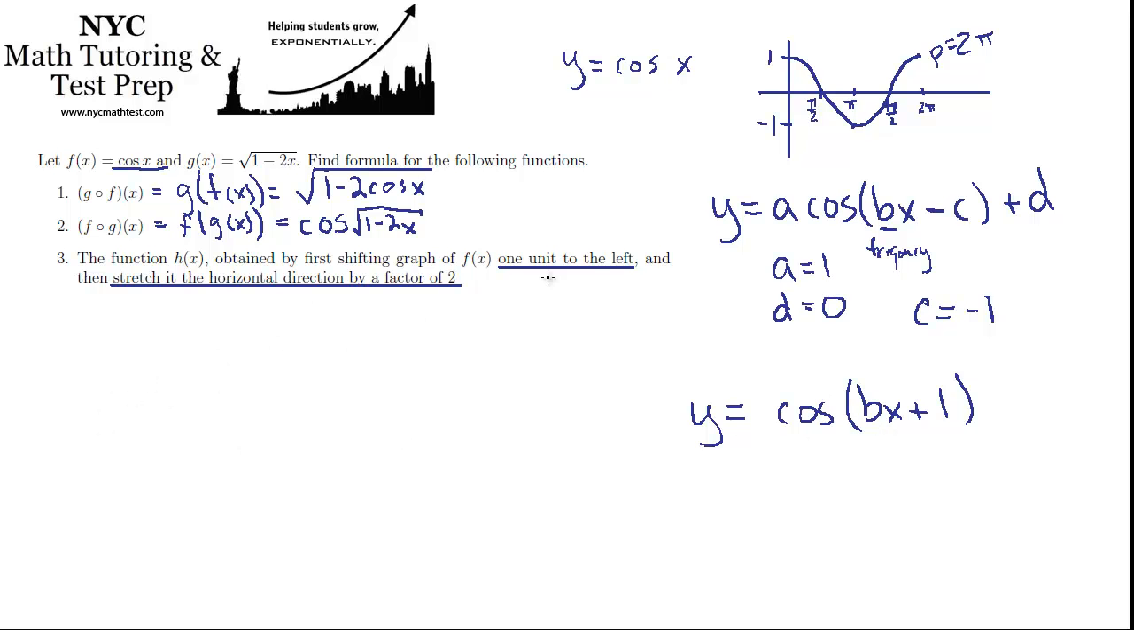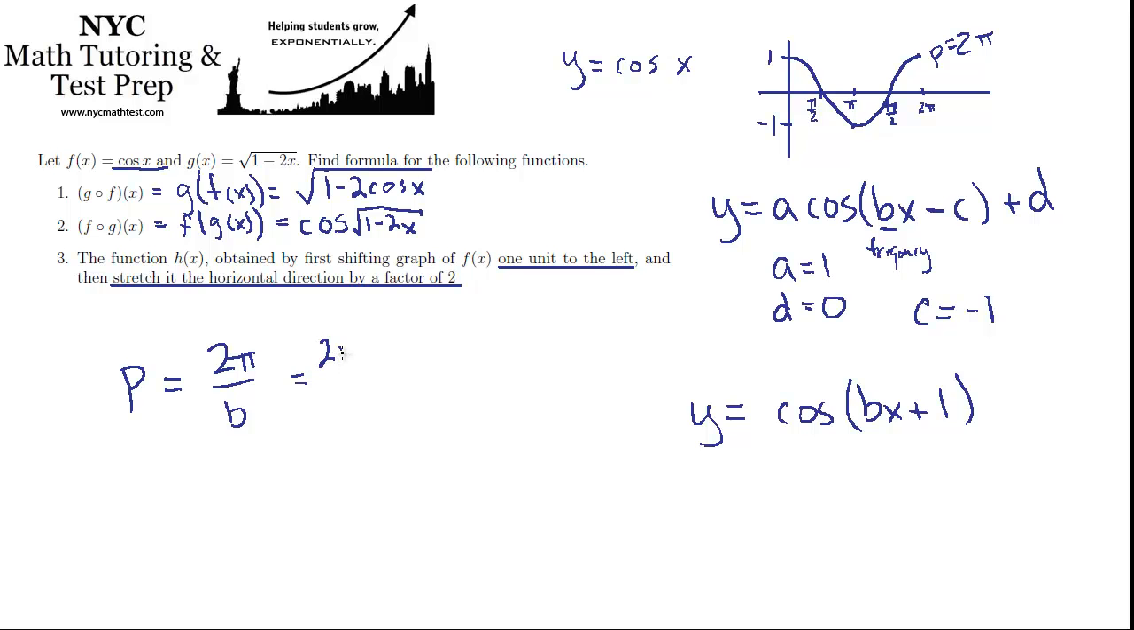Okay? And now we need to find out what the frequency is. Now what's the relationship between the period and the frequency? We said normally the period is 2 pi. So the period is given by this formula, 2 pi over b, 2 pi over the frequency. So if the period is normally 2 pi and we want to do a horizontal stretch by a factor of 2, we want the period to be twice as big. We want it to take twice as long to get through one cycle. So we actually want the period to be 4 pi.